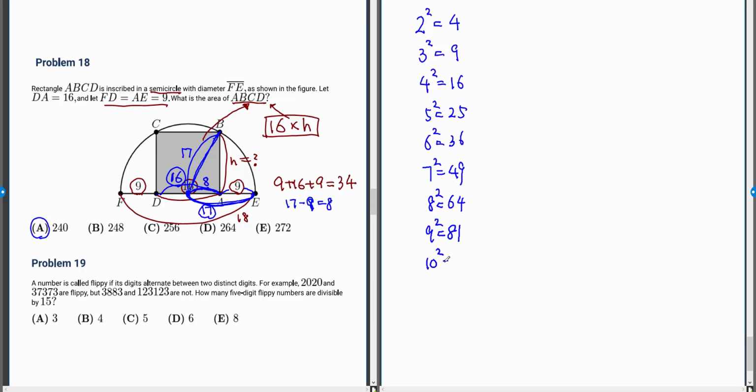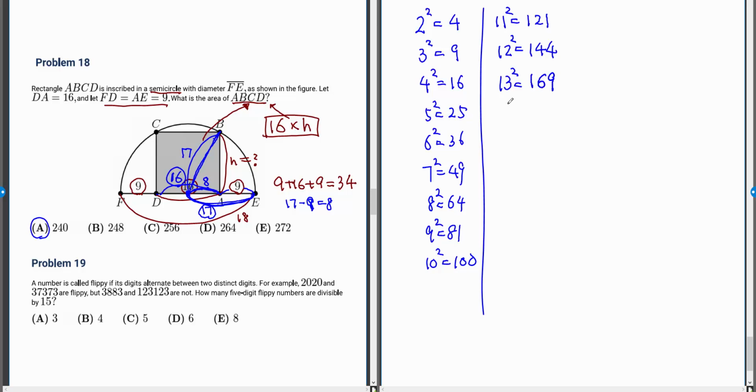10 squared, 100. Excellent. Now from here, continue. 11 squared is 121. 12 squared is 144. 13 squared, 169. What about 14 squared? 196. What about 15 squared? 225. What about 16 squared?